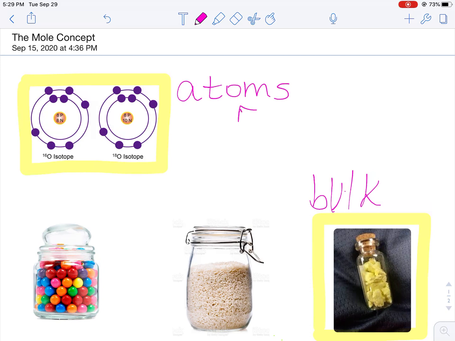Well, there must be some way to relate what it is that we see in lab at the bulk level to what's going on with the atoms at the atomic level. And you're right, there is. Let's use an analogy of counting gumballs in a jar. Perhaps you've seen this at fundraisers or in restaurants.